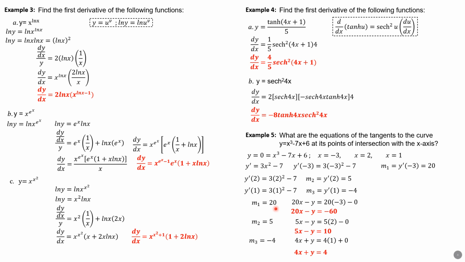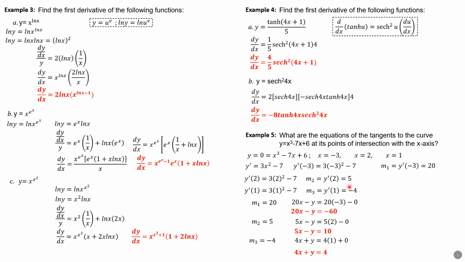For the slope 20, the equation of the line would be 20x minus y. Slope of the line is negative coefficient of x divided by coefficient of y. So that's positive 20, negative 20 over negative 1. 20x minus y equals 20 x1 minus y1, where x1 is negative 3 and y1 is 0 because we have points of intersection with the x-axis. So the first tangent is 20x minus y equals negative 60.